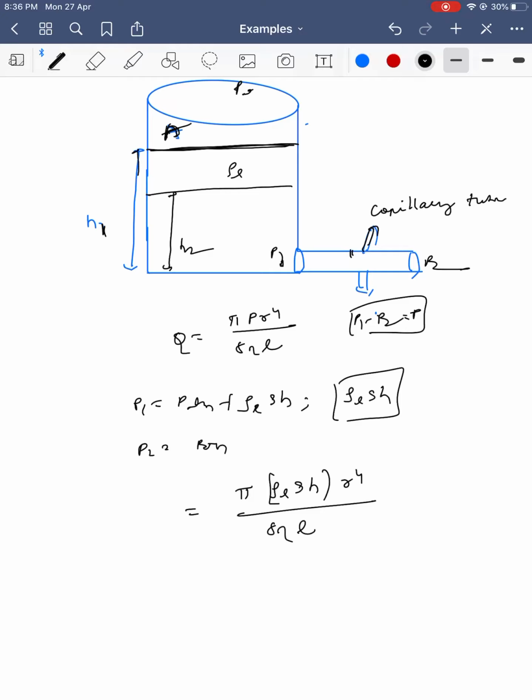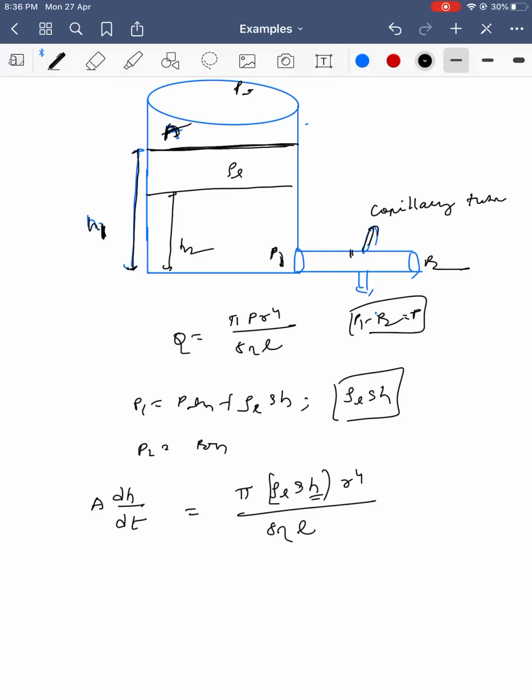H is a variable. Initially at height H1, the pressure will be rho g H1. At height H2, the pressure is equal to rho g H2. That's why I consider an intermediate height H. And how to equate this? Volumetric flow rate is equal to area into dH over dt.